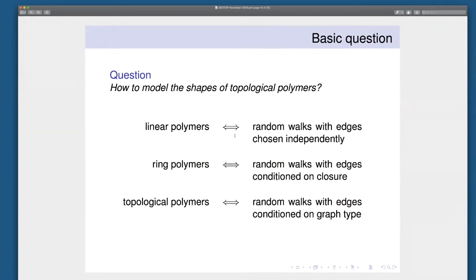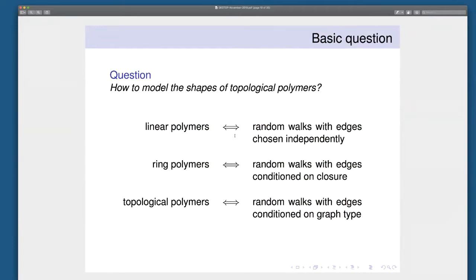A linear polymer is a simple model. It's a random walk where the edges are chosen independently from some distribution, and they're just lined up end to end. In a ring polymer, the edges are not independent because there's some global condition that the start and end are at the same place. So we have to condition the choice of edges on the closure condition. And of course, in a topological polymer, we have to condition the edges on graph type.